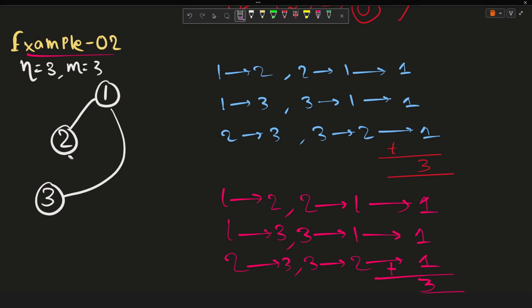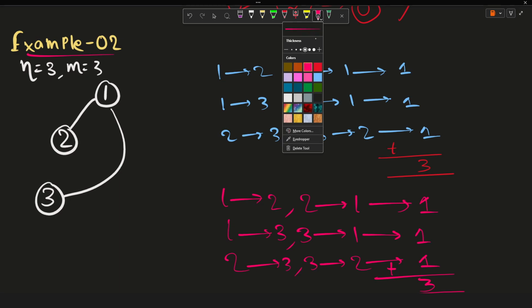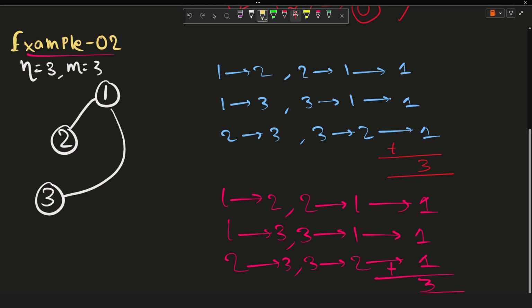Now I have removed the edge between 2 and 3, and you can see very clearly that even after removing this edge, I will still be able to go from 1 to 2 via this path and thereby from 2 to 1. Similarly, I can go from 1 to 3 via this path and also from 3 to 1. And I can also go from 2 to 1 and then 1 to 3, thereby 2 to 3 and 3 to 2. So the graph is still completely reachable when I removed this edge, and I will still get my output as 3.